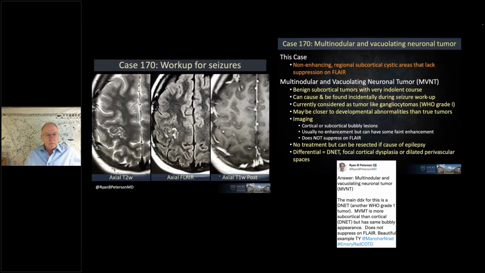So the diagnosis of the incidental lesions is likely a multinodular vacuolar neuronal tumor. This is actually a case taken from Twitter, posted by Ryan Peterson, and you can appreciate that the foci of abnormalities are similar to those seen in our case. The differentials for these lesions are DNET and prominent perivascular spaces. But on DNET and prominent perivascular spaces, on the FLAIR images, the T2 hyperintense signals usually suppress and demonstrate FLAIR hypointensities. Focal cortical dysplasia, again, there should be a dysplastic cortex, and the signal changes are usually more isointense to the adjacent cortex.